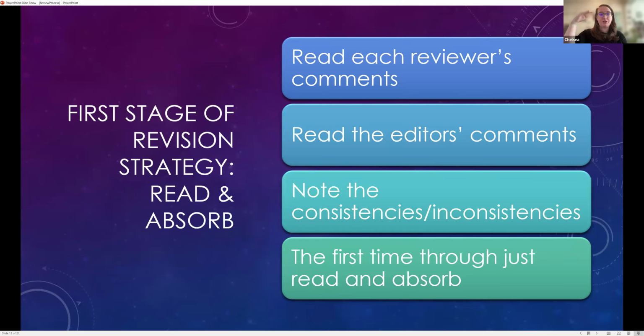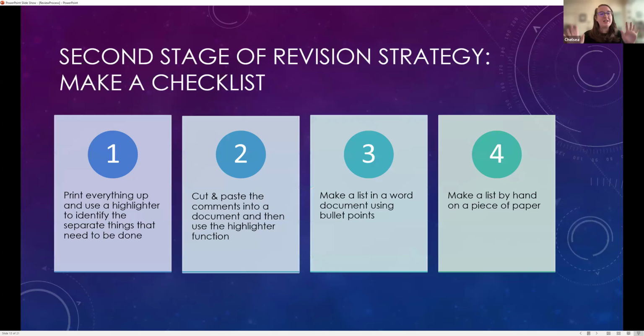But for this first step, you're just reading all of the comments, kind of making a note. Is this a tone comment? Is this an argument comment? Is this a formatting comment? Just processing all of that. And then maybe that's when you set it aside for a second. So it's read and absorb.